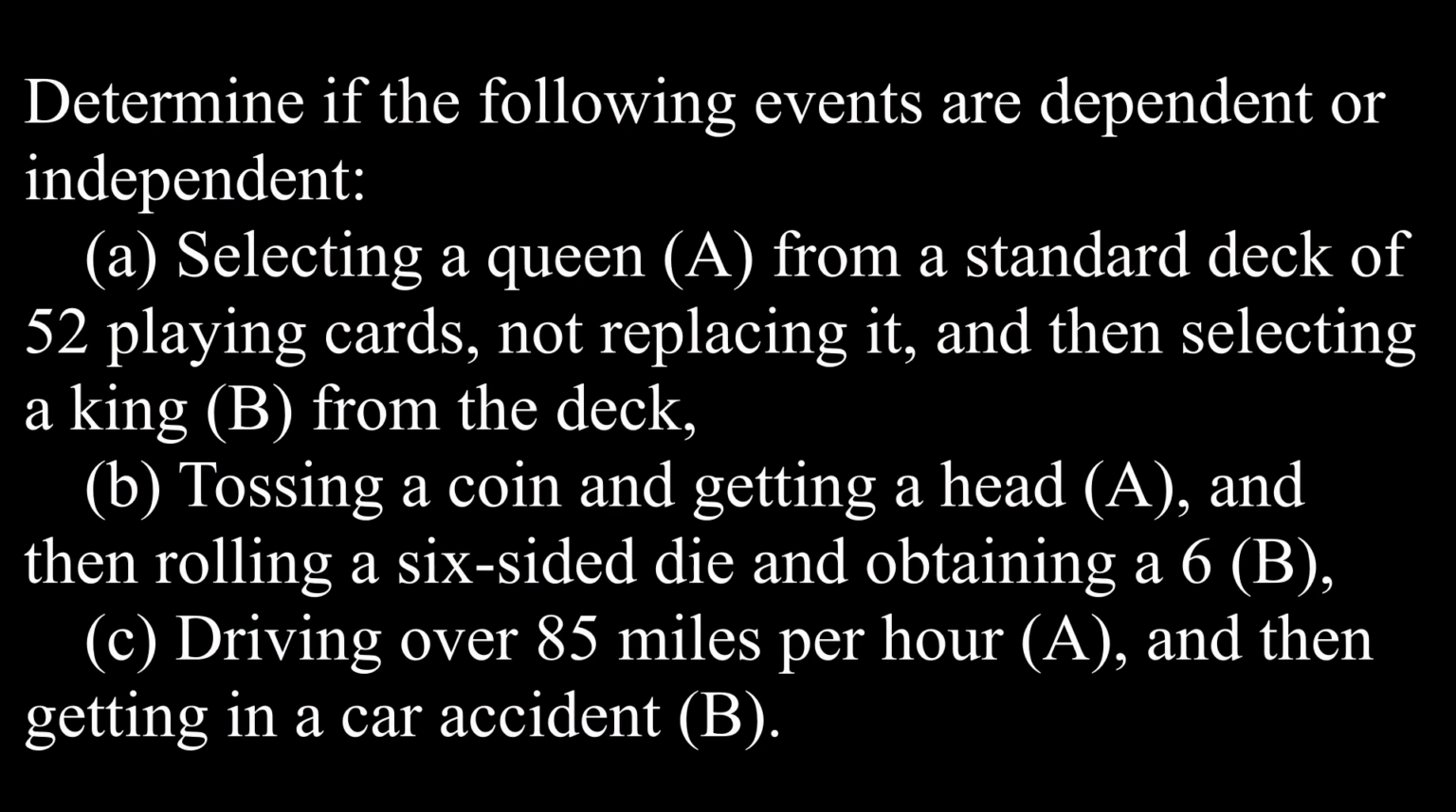where what we want to do is determine if the following events are dependent or independent. The pairs we have are: selecting a queen from a standard deck of 52 cards, not replacing it, then selecting a king from that same deck; tossing a coin and getting a head, then rolling a die and getting a 6, where it's a 6-sided die; and driving over 85 miles per hour and then getting into a car accident.